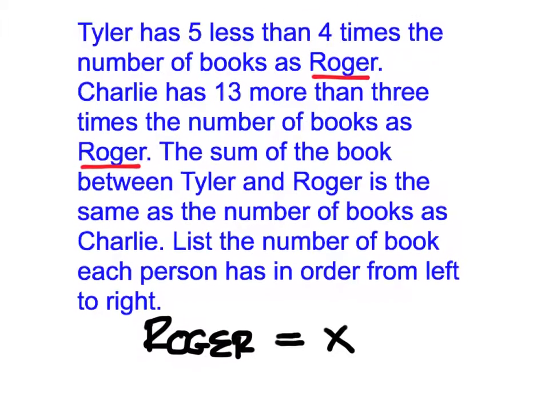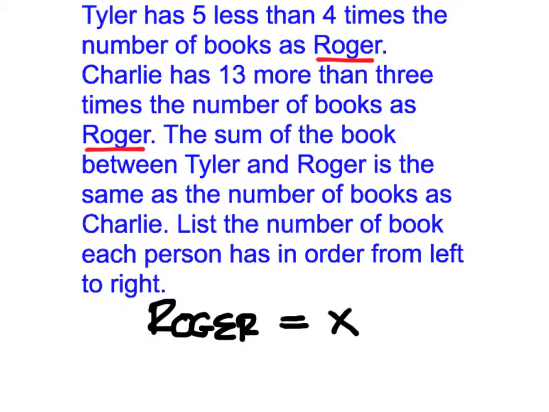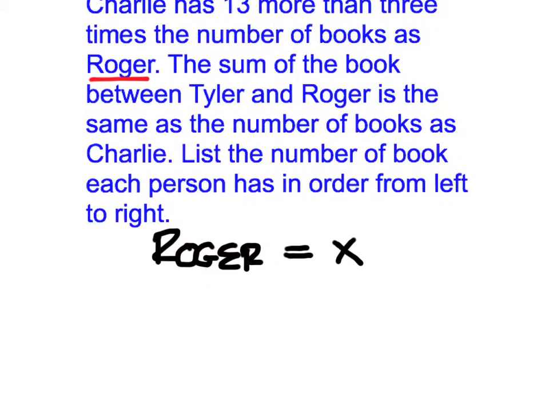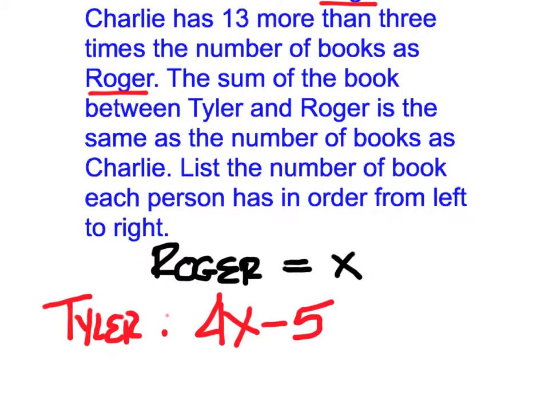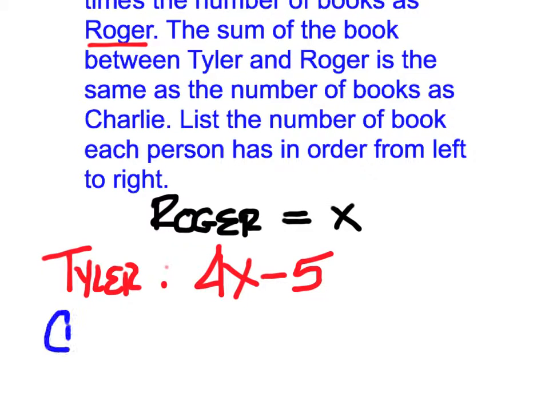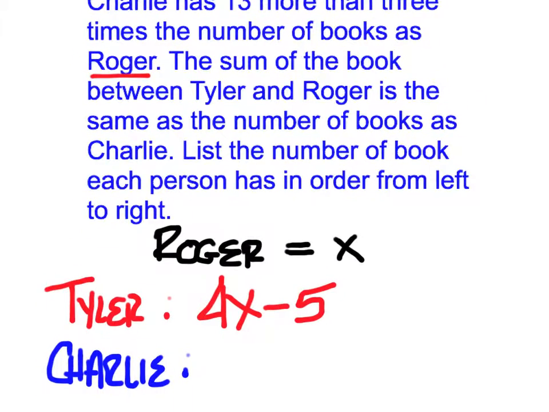Let's go back up here and find Tyler. Tyler is 5 less than 4 times the number Roger has. So here's Tyler, 5 less than 4 times. Charlie has 13 more than 3 times Roger. So here's Charlie, and that was 13 more than 3 times.